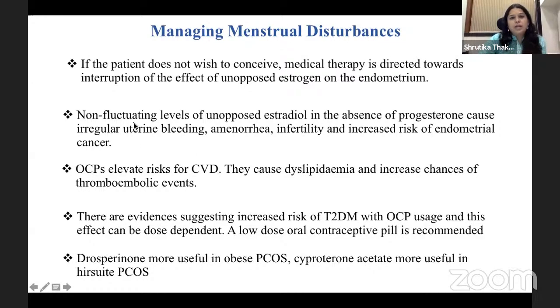We all know that non-fluctuating levels of unopposed estradiol in the absence of progesterone can cause irregular uterine bleeding. It can sometimes cause heavy menstrual bleeding, and it increases the risk of endometrial cancer. So it is never a good idea to leave the patient alone with having periods every 6 months or so. We should try and regularize these menstrual disturbances.